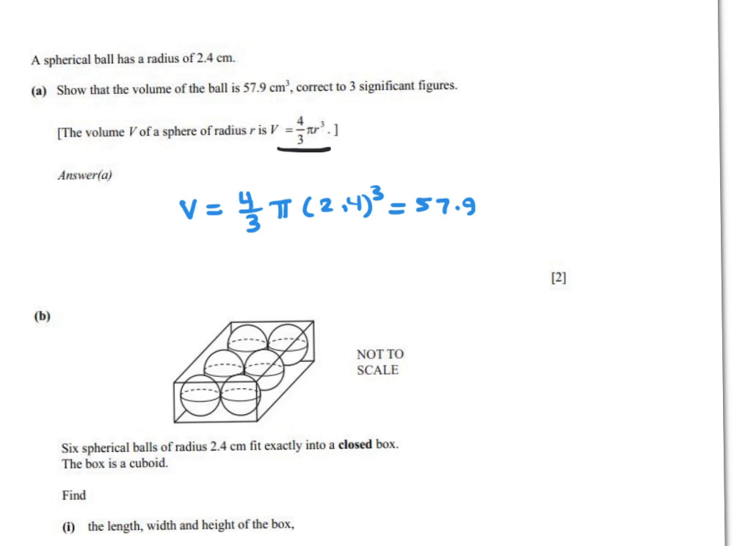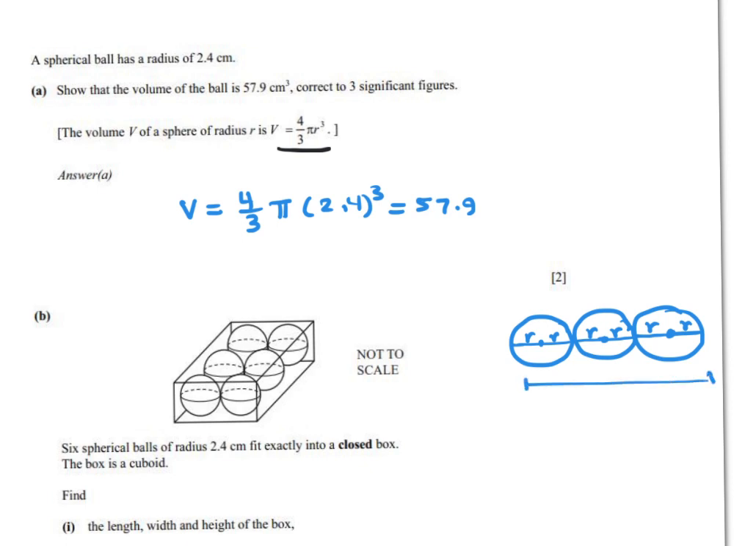The box is a cuboid. Find the length, width, and the height of the box. To find the length, we have 3 spheres adjacent to each other. Each sphere's width is like the diameter, or 2 radii. So how many radii do we have? 6 radii.